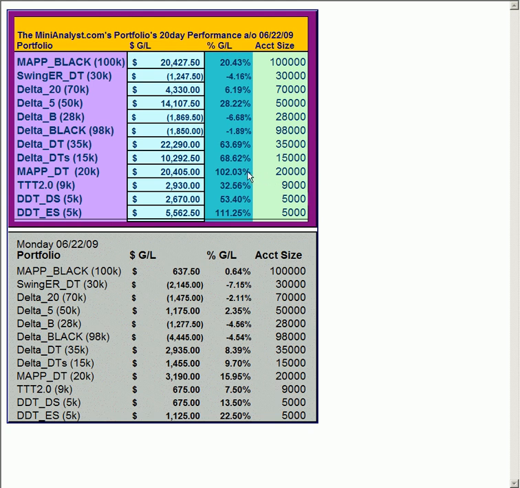The MAPDT coming in with a paltry 102% gain, obviously being flippant there. Very impressive gain was for the MAPDT over the last 20 days of triple-digit gains in terms of percentage. Dual day trader ES, however, outperforming at 111.25%, gaining 22.5% yesterday.